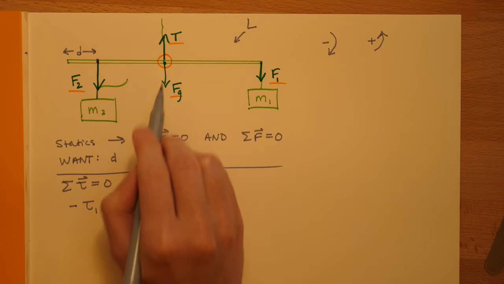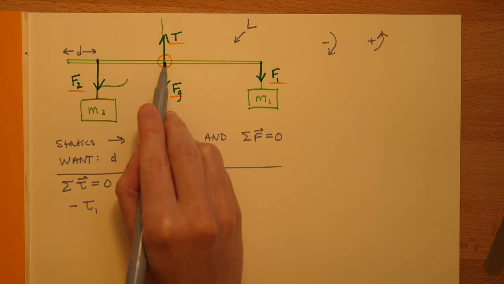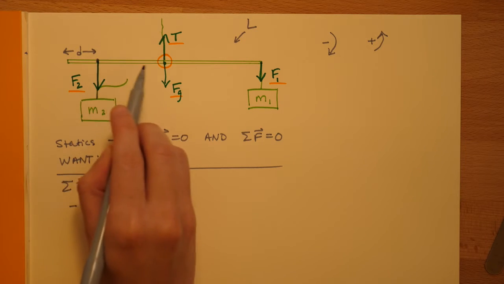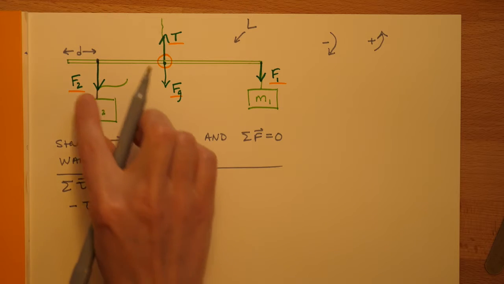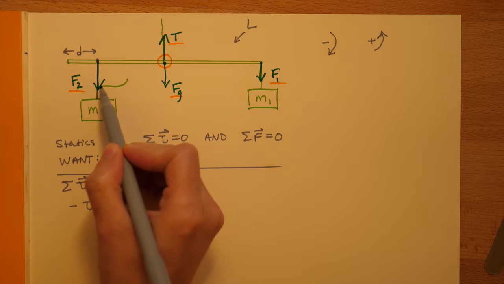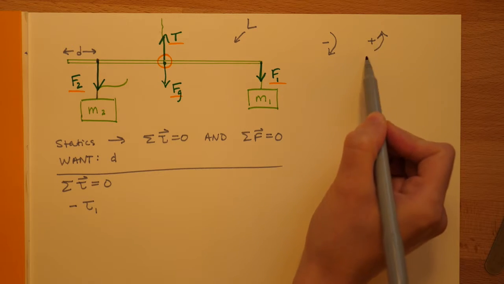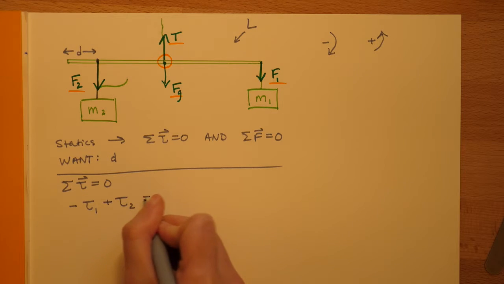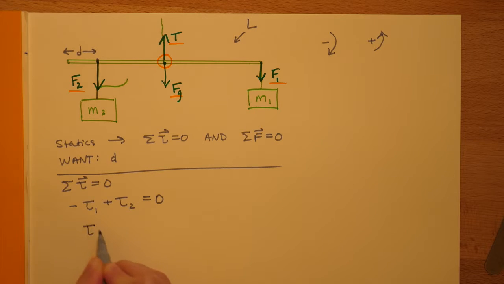these are not going to contribute any torque because the distance from the pivot is 0. But this is going to exert a torque because there's a distance between these 2 points. So is this force going to give us a positive or a negative torque? Well, if we pull down on this force, it's going to rotate it in the positive direction, so we need to add the torque at point 2. Okay, so that tells us that the torque at point 1 is equal to the torque at point 2.